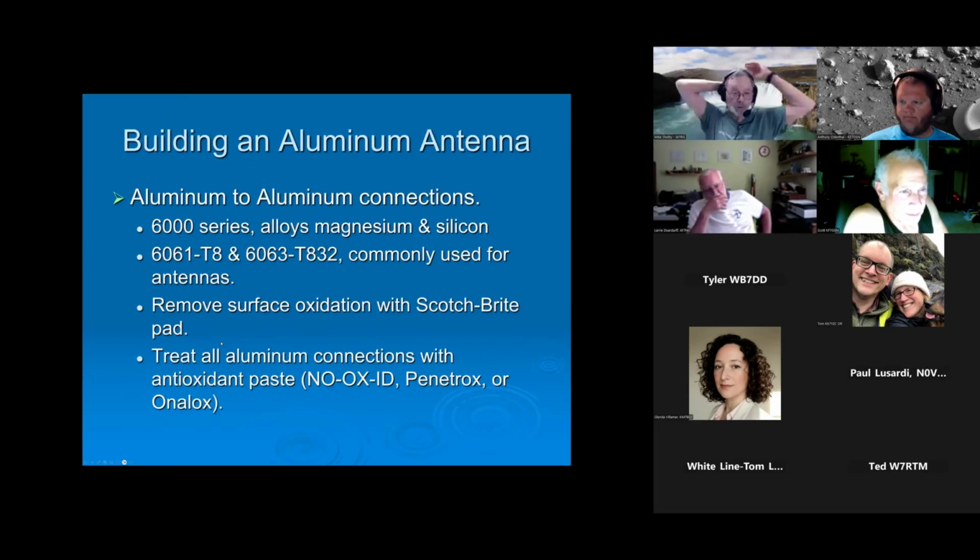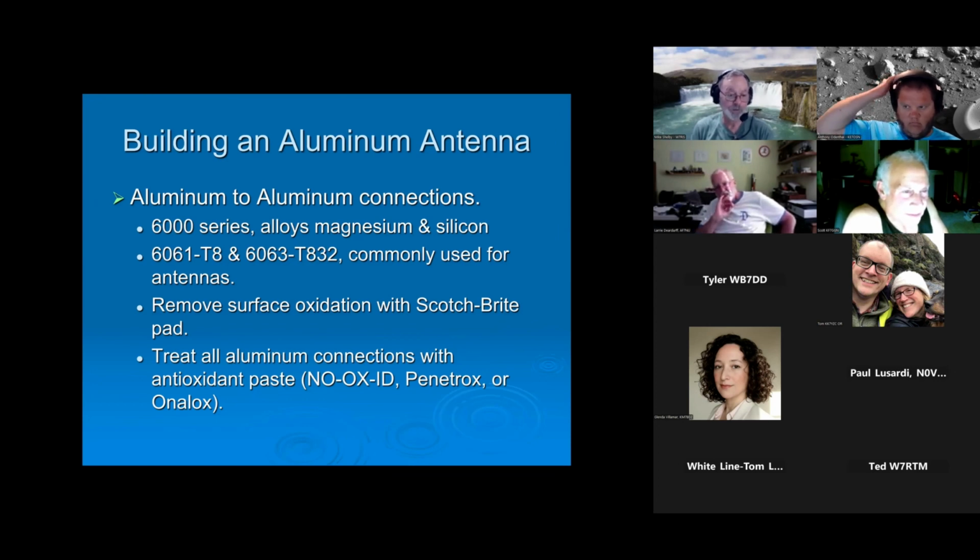So let's talk a little bit more about aluminum. Aluminum for antennas is usually the 6000 series alloy, magnesium and silicon in it. That's usually the 6061 or 6063 type commonly used for antennas. So if you want to connect tubing together, most of your antennas have some kind of tubing, and you want to connect two pieces of tubing together, you've got to remove that oxidized layer.